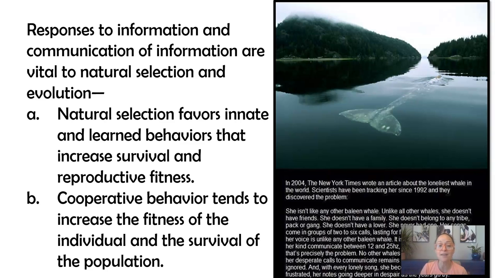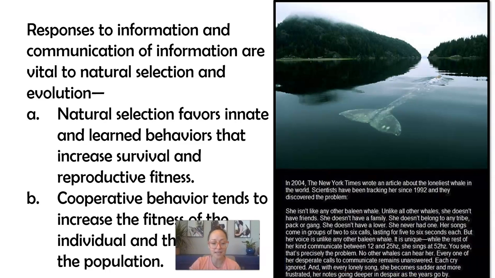Now, when we talk about communication in different species, this ability to communicate can be acted on by natural selection. Looking at part A here, it says natural selection favors innate and learned behaviors that increase survival and reproductive fitness. Some bird songs are innate, and that increases reproduction in those species. Then we'll talk in a minute about some learned behaviors, and cooperative behaviors as well.